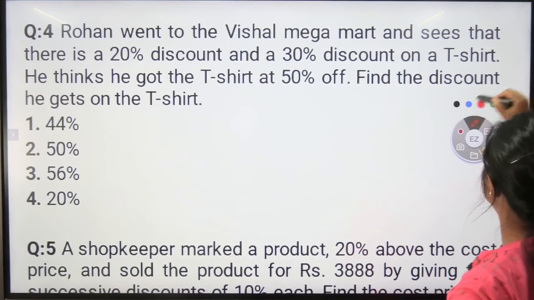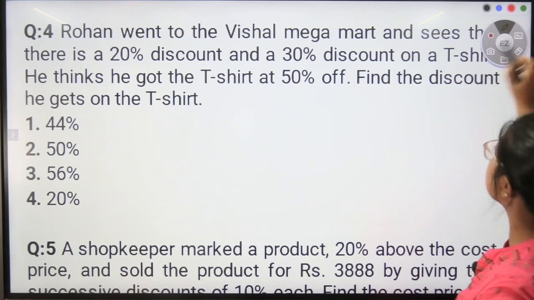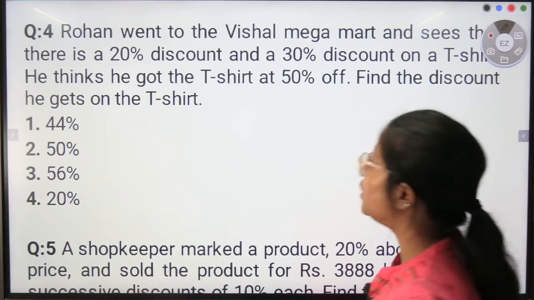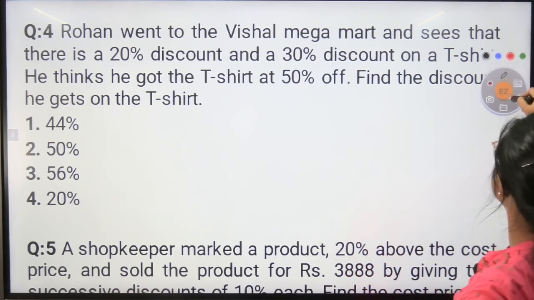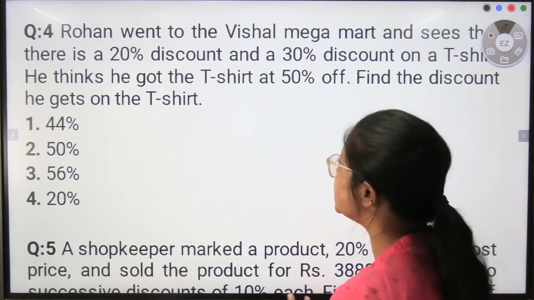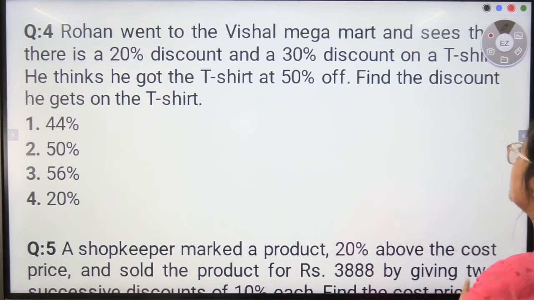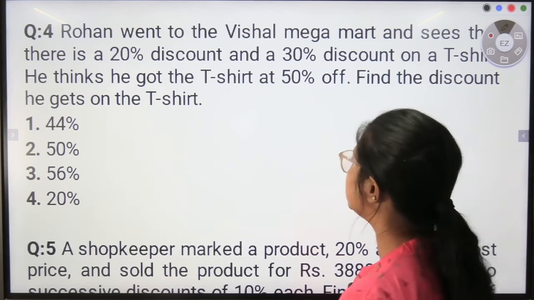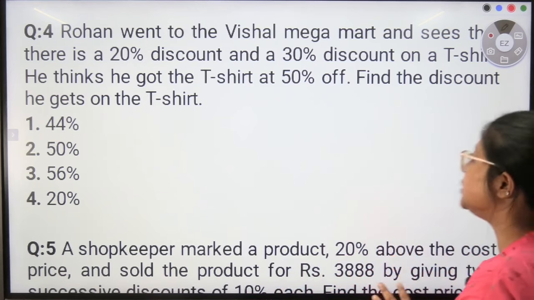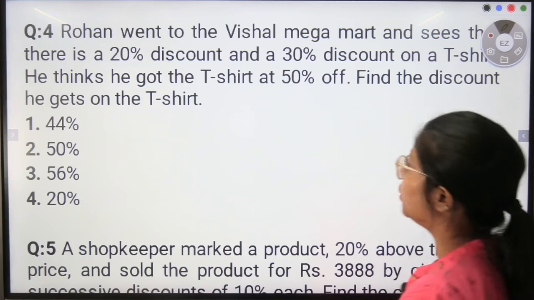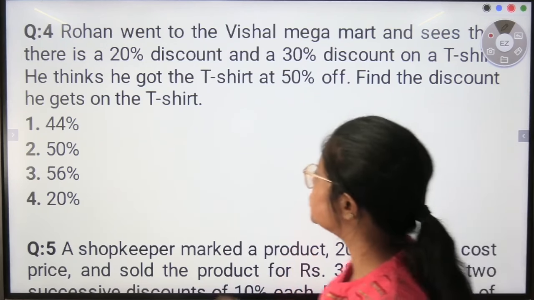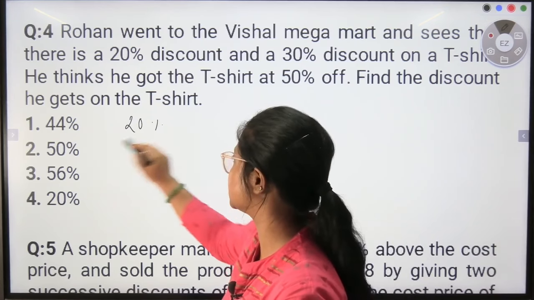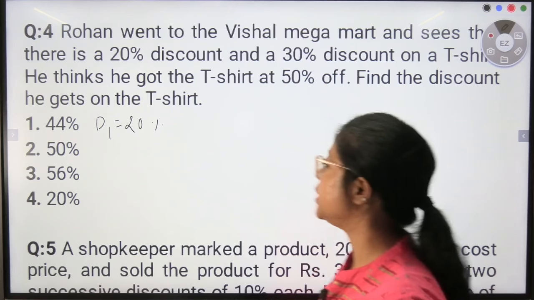Question number 4 is given as: Rohan went to the Vishal Mega Mart and sees that there is a 20% discount and a 30% discount on a t-shirt. He thinks he got the t-shirt at 50% off. Find the discount he gets on the t-shirt. So he sees a 20% discount. The first discount is 20%.